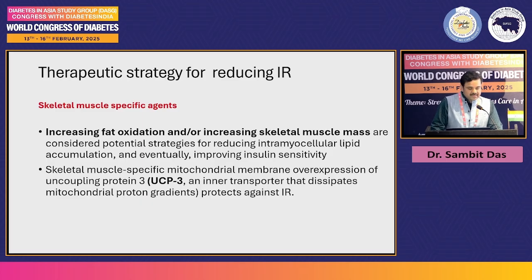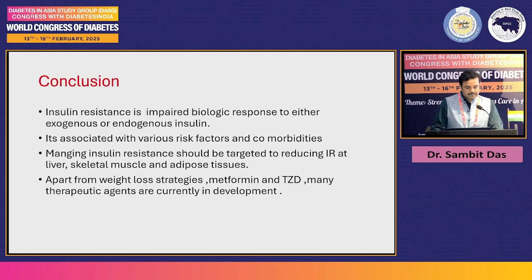Skeletal muscle specific agents increasing fat oxidation and or increasing the skeletal muscle mass are important because they reduce the intramyocellular lipid content, and that is mostly responsible for insulin resistance. There are some drugs like uncoupling protein 3, an inner membrane transporter that dissipates mitochondrial proton gradients, which may protect against insulin resistance, and it will be helpful in reducing the muscle insulin resistance.